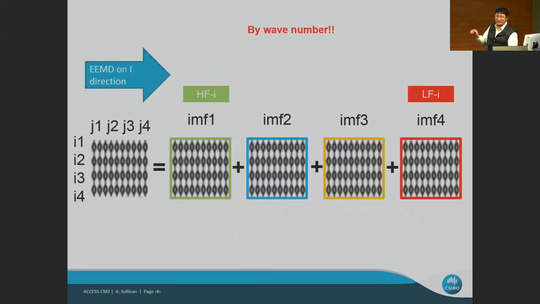So that's how we do that. We apply it on the space. At this stage, we only focus on the I dimension, so only horizontal. Then we get the high frequency as the green, and the low frequency as the red. That's only one dimension. And then second, we're going to do the vertical, the J direction.